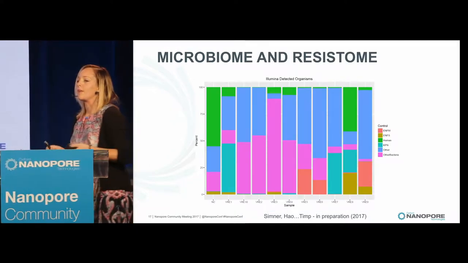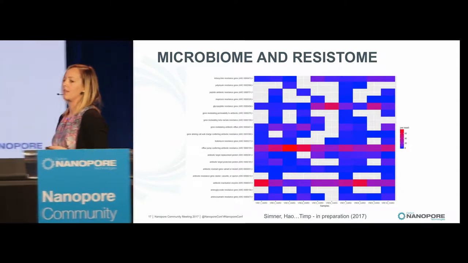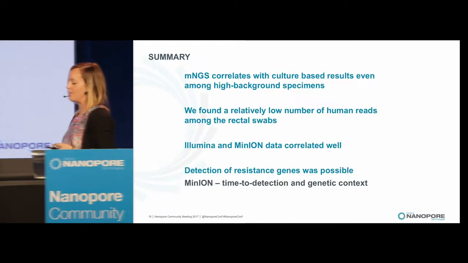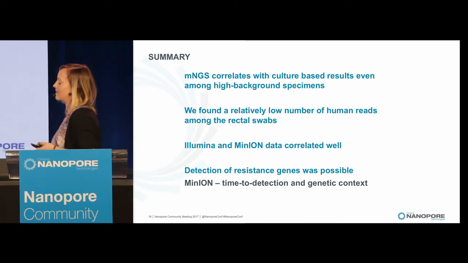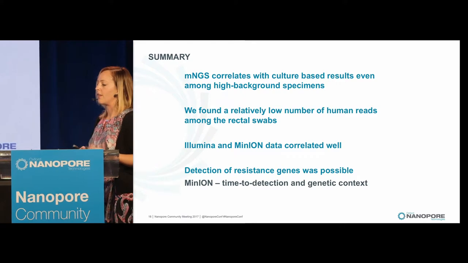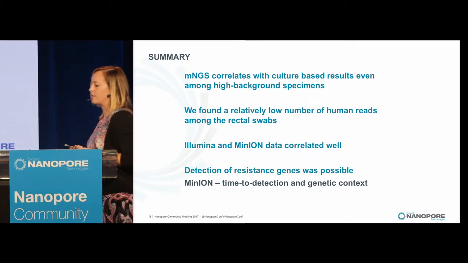And not only were we able to study the microbiome of these rectal swabs, but we are also able to study the resistome. And so we get so much more information using metagenomic next-gen sequencing. So in summary, metagenomic next-gen sequencing, we found that it correlated well with culture-based results, even among high background specimens.